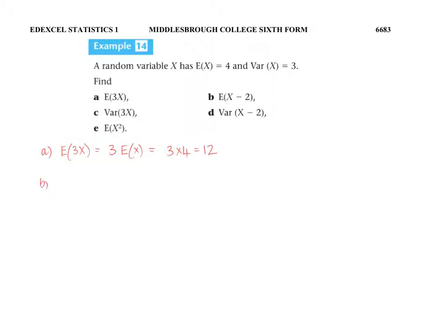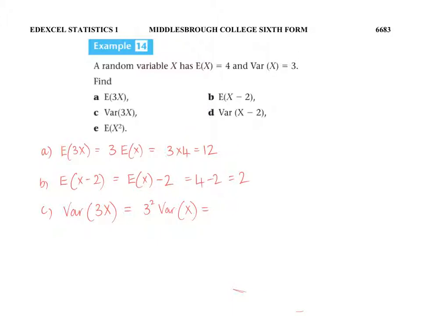Taking on the next part, we've got E of x minus 2, so that is just going to be E of x and then subtract 2 from it. So E of x is 4, take away 2, our expected value of that distribution is 2. Looking at part C, this time we want the variance of 3x. Well, we just want to square the 3 and take the variance of x. That was our rule from over the page, and you've got to recall that. So that will be 9 times the variance, which is 3, so that's going to give me 27.